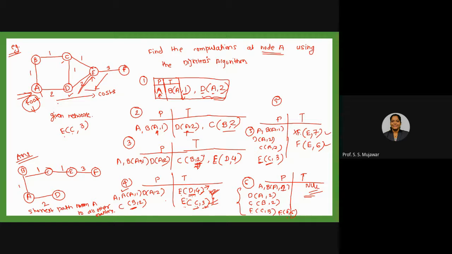To reach this C, we have selected the path through B because this was the shortest distance. Now we have connected to F through C because we had the distance of 3. Then we have connected to F through E because we had the shortest distance 6. So in this way, we have this structure, or this is the shortest path available here.